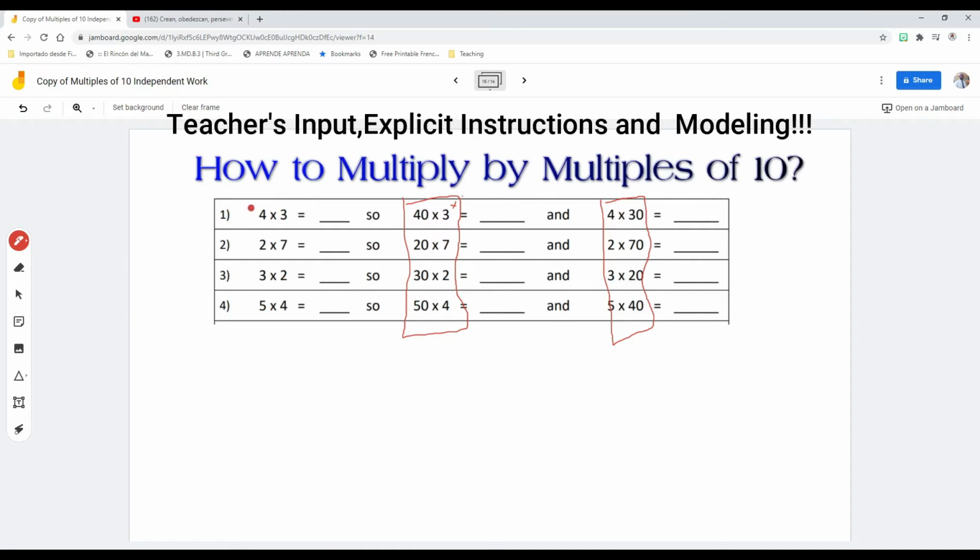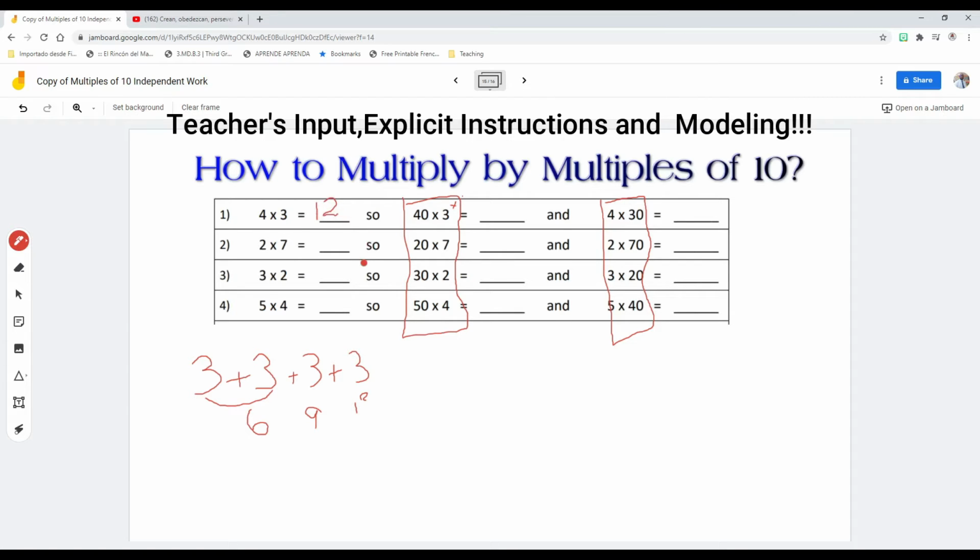We have number 1, 4 times 3. I have here repeated addition: 1 times 3, 2 times 3, 3 times 3, and 4 times 3. If you add these numbers together, it's going to give you the product of multiplying 4 times 3. 3 plus 3 is equal to 6, and plus 3 more makes it 9, and 9 plus 3 more will make it 12. So 4 times 3 is equal to 12.